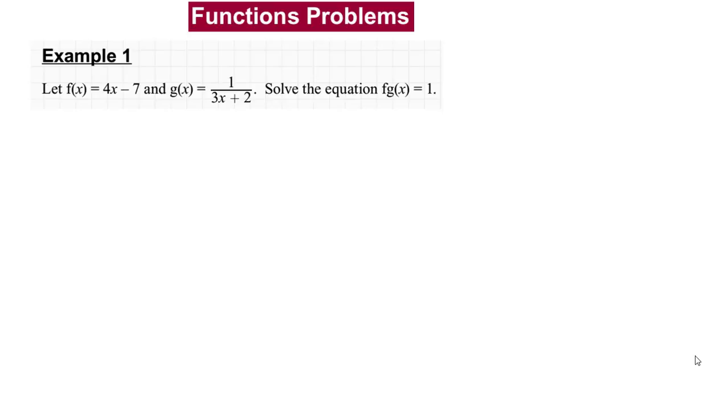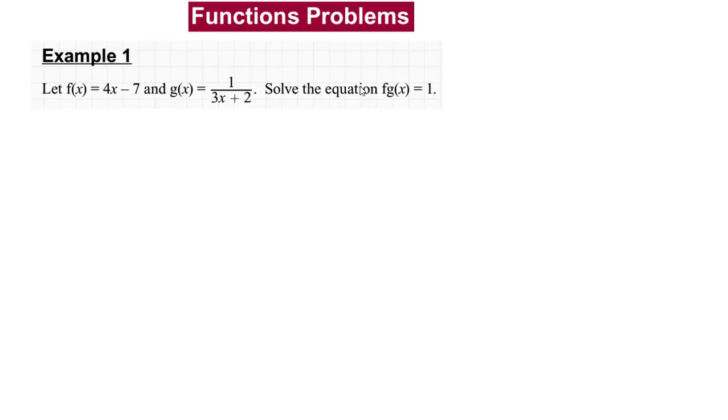So if you look at question 1, it says, let f of x be 4x minus 7, and g of x be 1 all over 3x plus 2. They want you to solve the equation f(g) of x equals 1. Okay, that's what they want you to do.